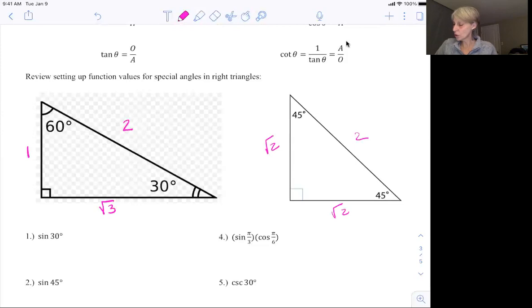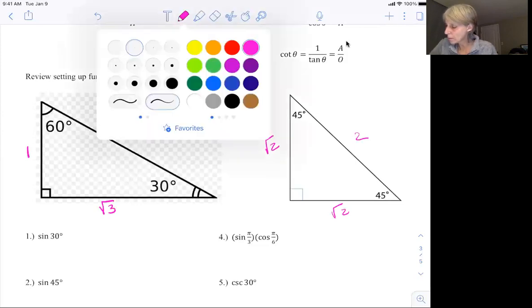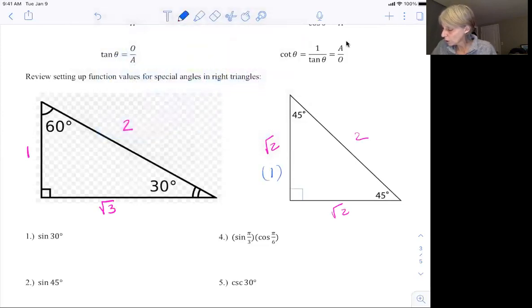Now, some teachers use 1, 1 and rad 2, and if you are more comfortable doing it that way, that's fine. But in this course, when I set up my ratios, I'm going to use that triangle.